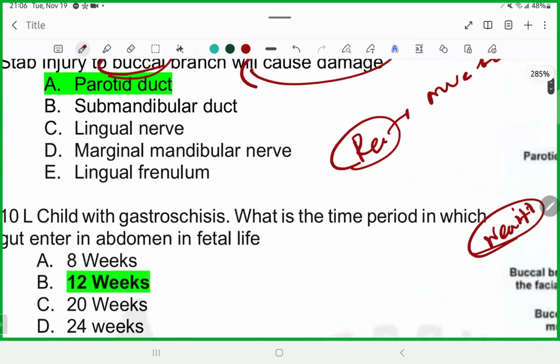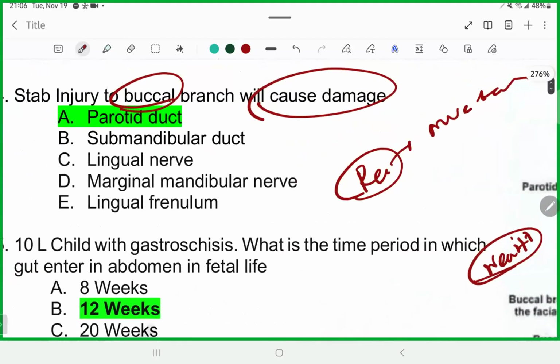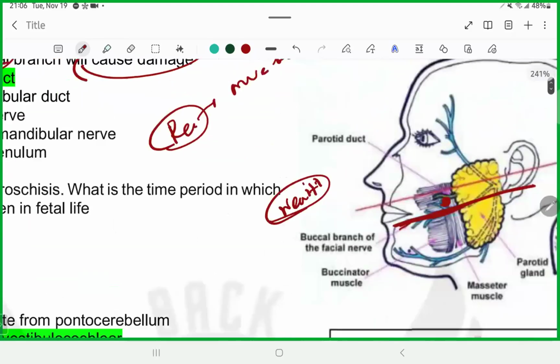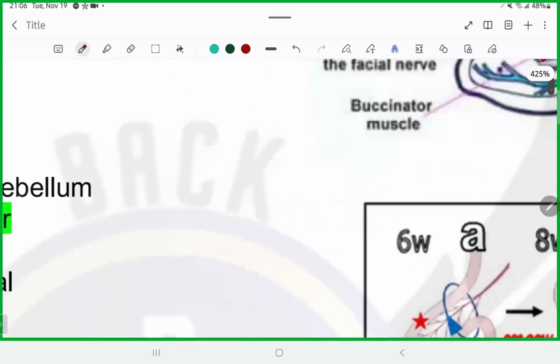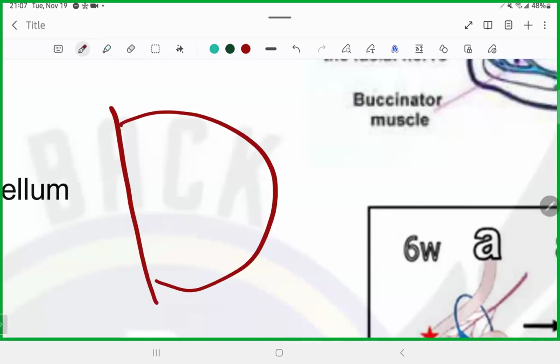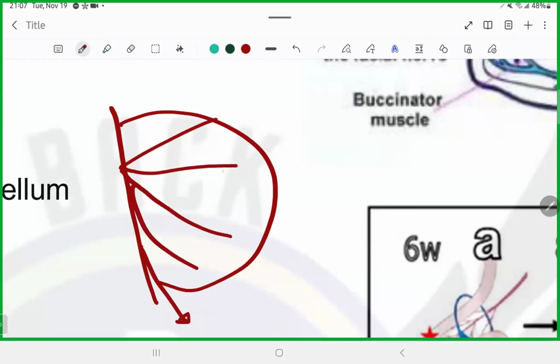So this is understandable. Even if you don't know where the buccal branch goes, we all know, like five fingers, if we put it like this, we will have an idea of temporal, zygomatic, buccal. Let's say this is the face. I'm not good at drawing. Temporal, zygomatic, buccal, marginal mandibular, cervical.